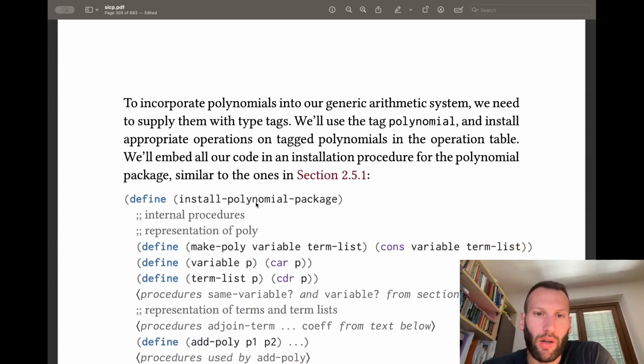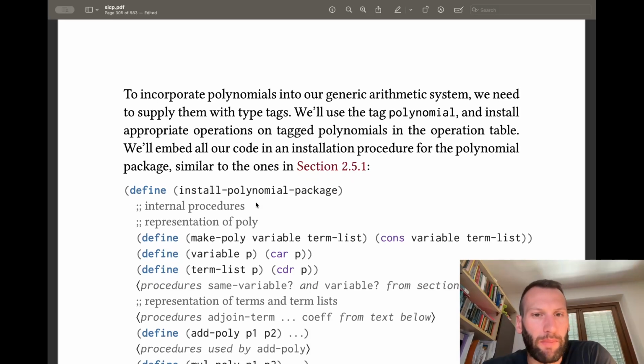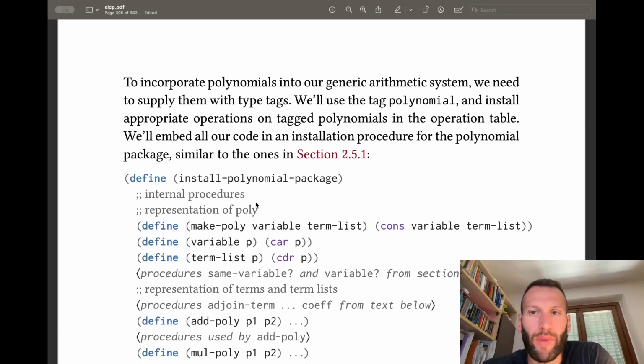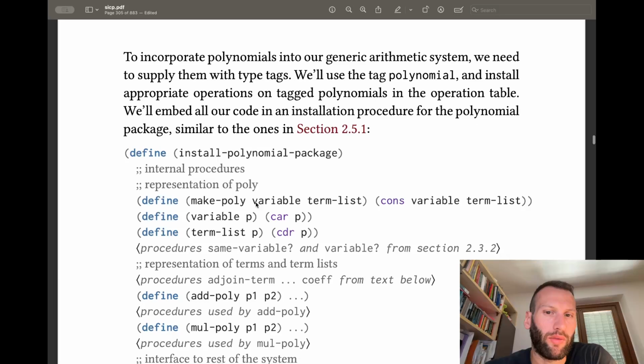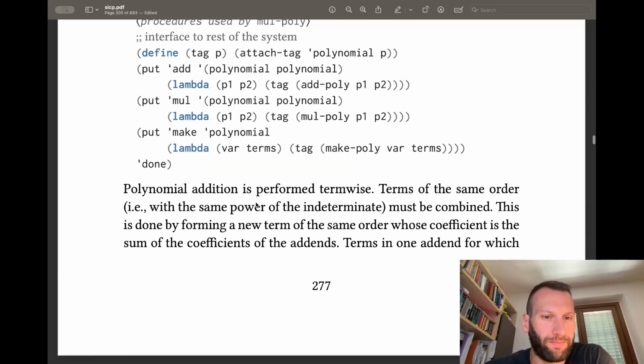To incorporate polynomials into our generic arithmetic system, we need to supply them with type tags. We'll use the tag polynomial and install appropriate operations on tagged polynomials in the operation table. We'll embed all our code in an installation procedure for the polynomial package, similar to the ones in section 2.5.1. Okay?